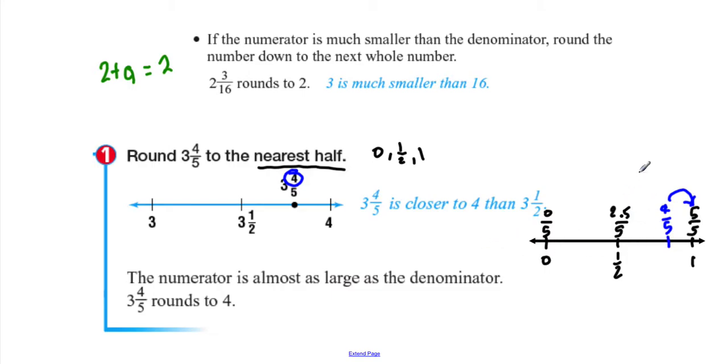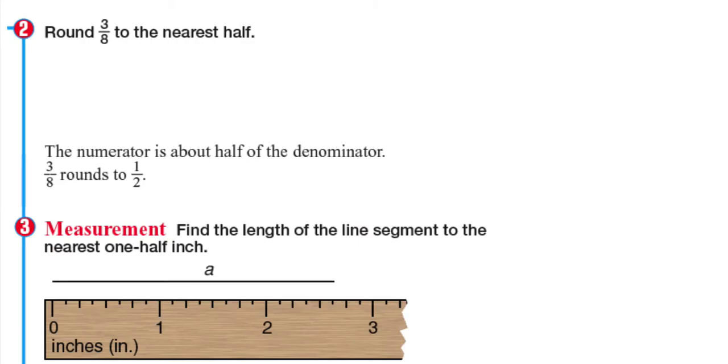So therefore 4/5 rounds to 1. And that's the reason why it becomes 4, because now you're going to add 1 to 3, and that's how you round to 4. Okay, let's take a look at example number 2. Round 3/8 to the nearest half.